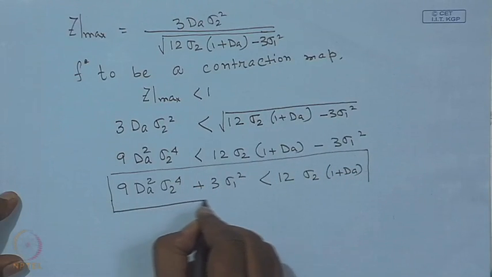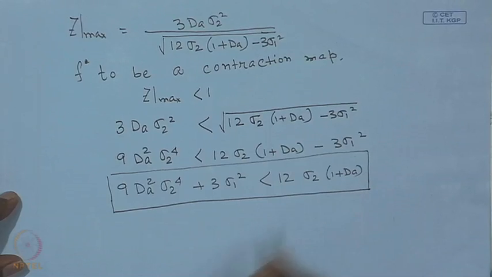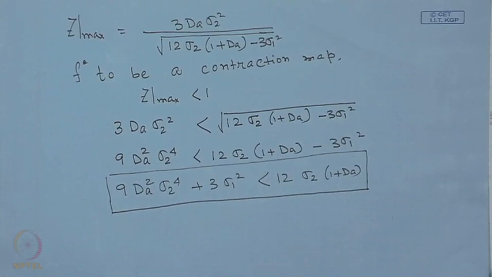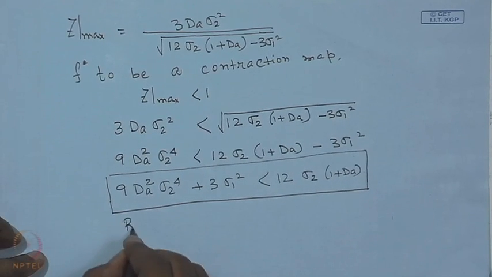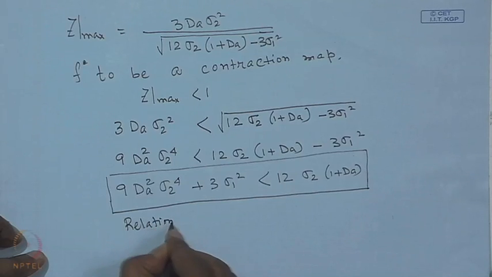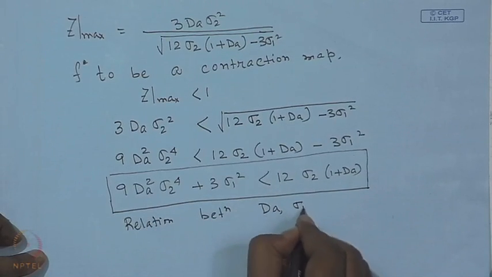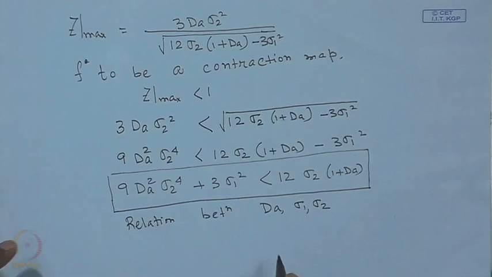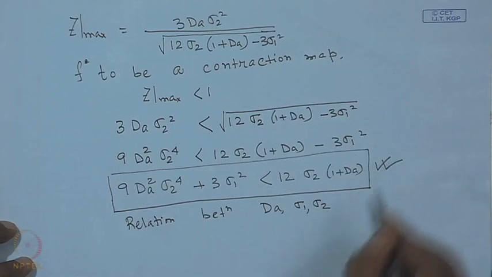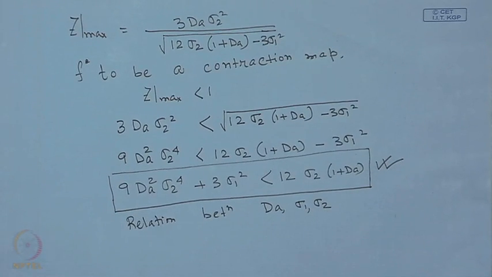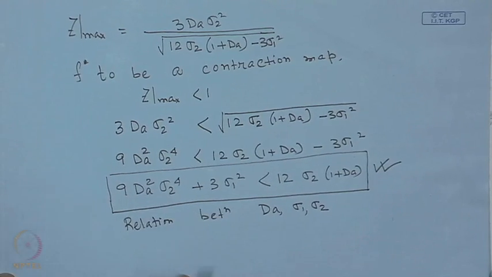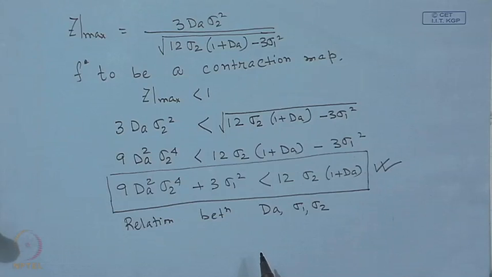So, this is the equation, this is the inequality, the relationship between the parameters dA, sigma 1 and sigma 2 that should be satisfied in order to have a unique steady state for this particular problem. So, this has become very important if you look at the complexity of the problems as we have gone up from example 1, 2 and 3.